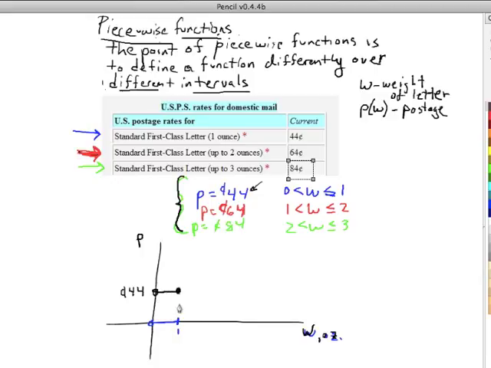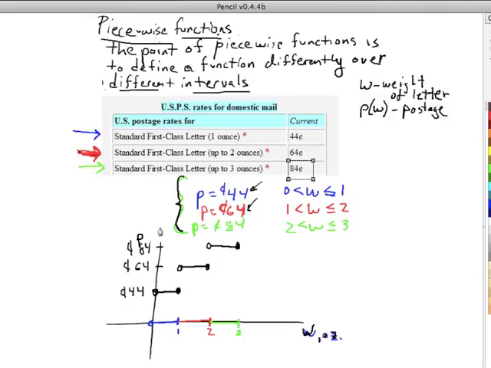So up to 1, and then as soon as it gets a little bit past 1, it jumps up to 64 cents. So I'm going to draw this interval from 1, not including 1, up to 2, and we stay right up here at 64 cents, with a solid dot. And as soon as we get beyond 2, we are up in the 84-cent range. So we are up here.